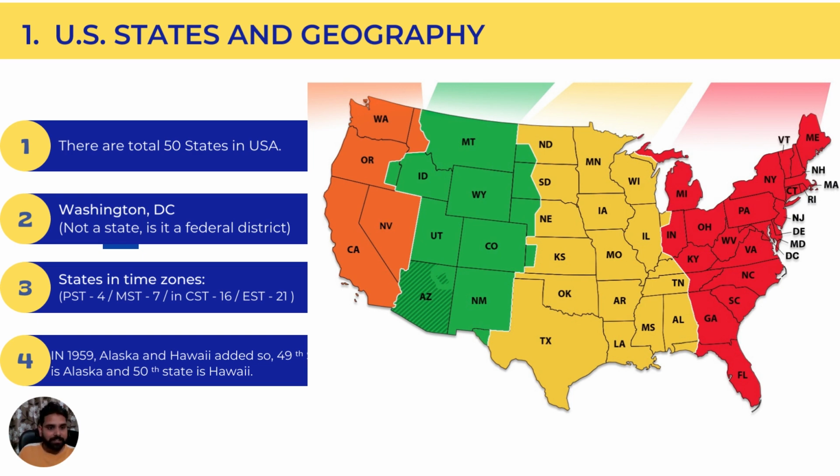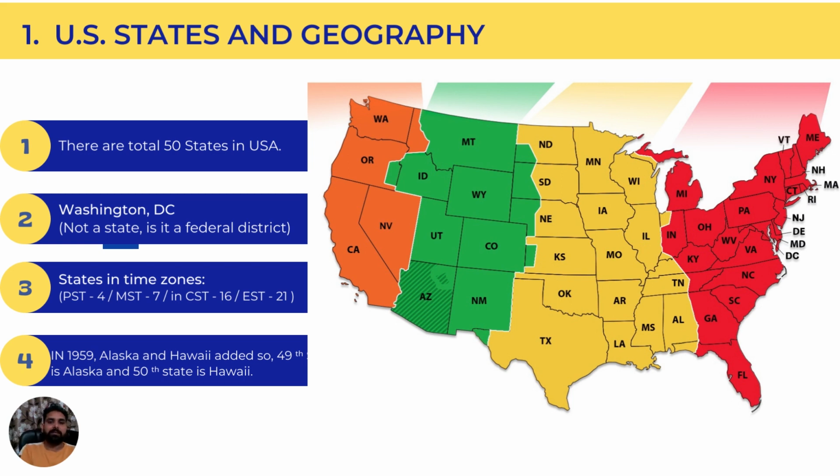There are a total of 50 states in the USA. If you look at the map, you will find that they have mentioned 51 states. Actually, Washington DC is not a state. It is known as a federal district. Most of the federal and government work is done in Washington DC. It is like Delhi in India. Most of the security clearance candidates you can find in the Washington DC area. Some other states also work on the government side, but this is a federal district.